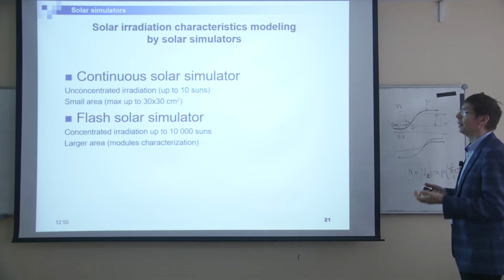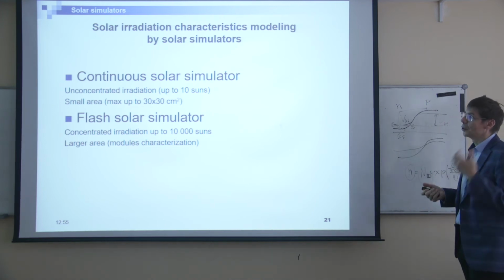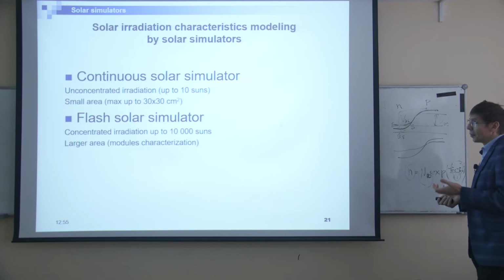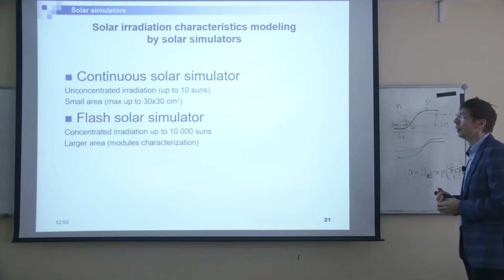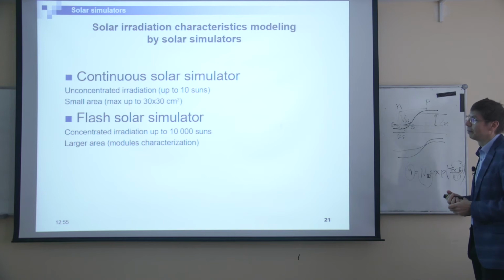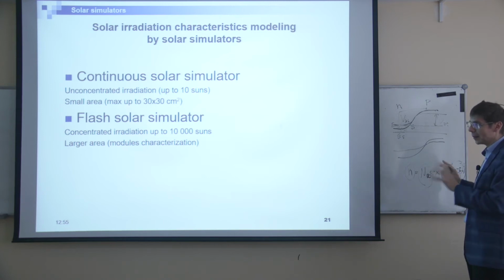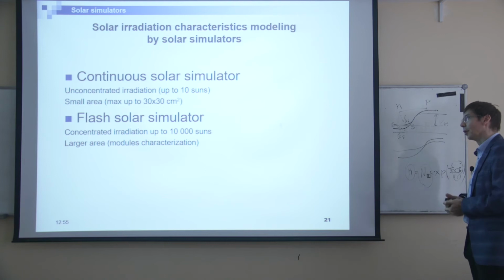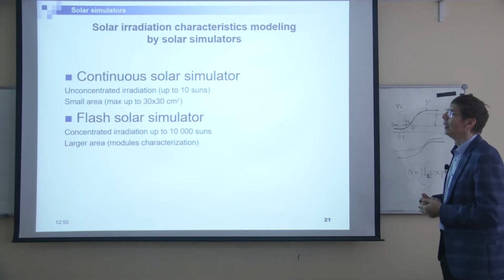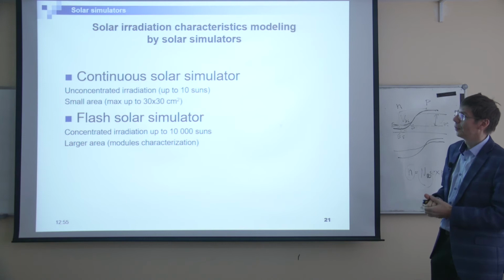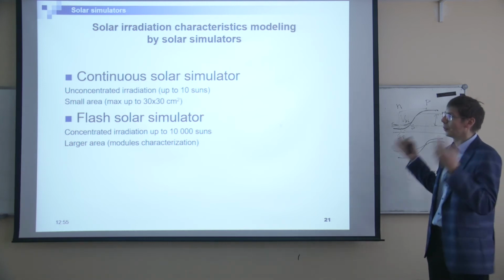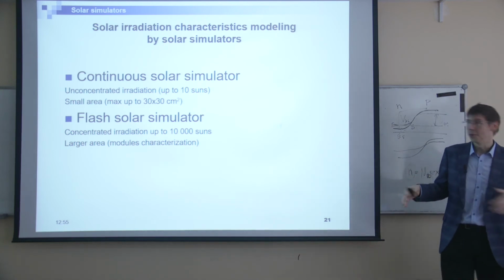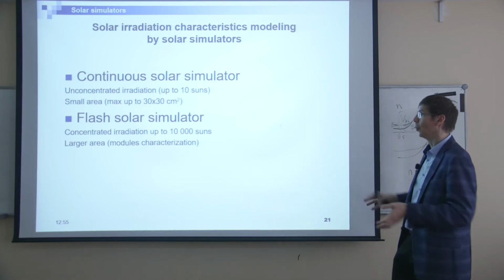In opposite, flash solar simulator is used for the concentrator, concentrated solar cells, when you can get concentration up to 10,000 suns. Normally 1,000 is enough, but I mean, you can engineer this machine. And for industry, it's used to make characterization of large area, to measure the modules.